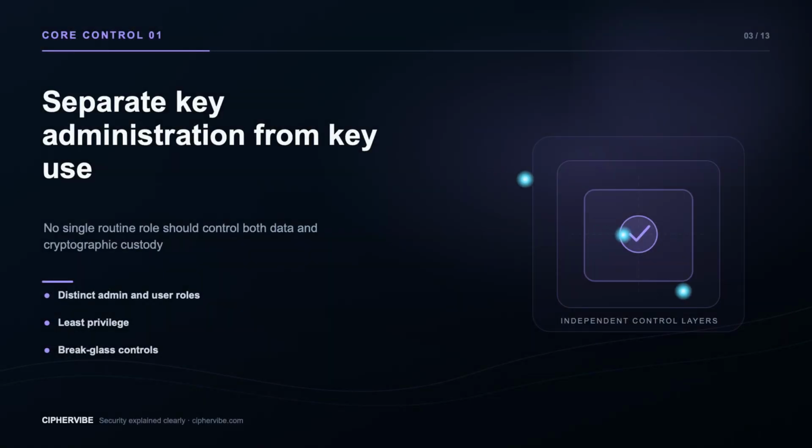The first building block is separate key administration from key use. Separate the ability to administer key policy, create or delete keys, and manage HSMs from the ability to use keys for encryption, decryption, signing, or secret retrieval. This reduces insider and compromise risk and makes sensitive operations independently reviewable.